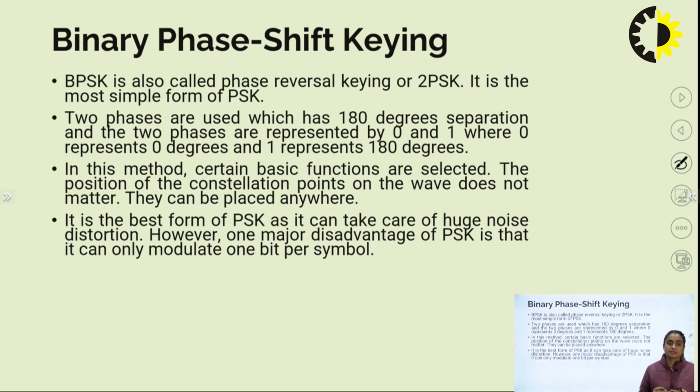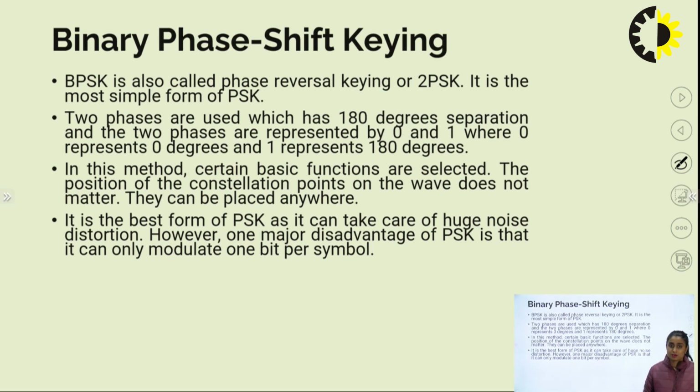In this method, certain basic functions are selected. The position of the constellation points on the wave does not matter. They can be placed anywhere, right? Corresponding to bit 1, if I am representing 180-degree phase shift, corresponding to bit 0, I have to represent 0°, right? It is the best form of PSK as it can take care of huge noise distortion, right?